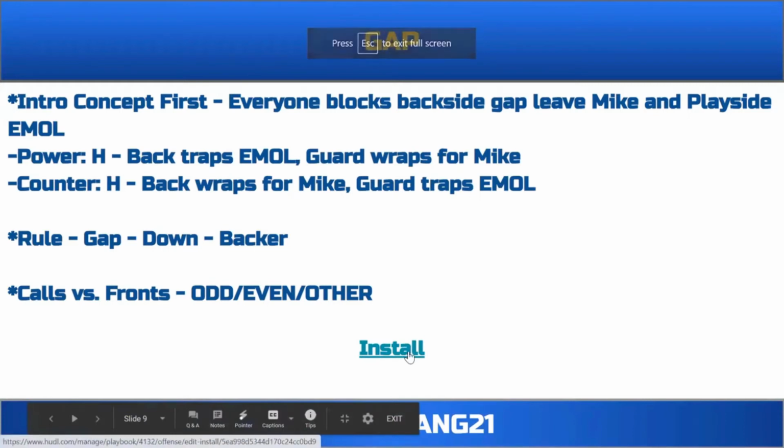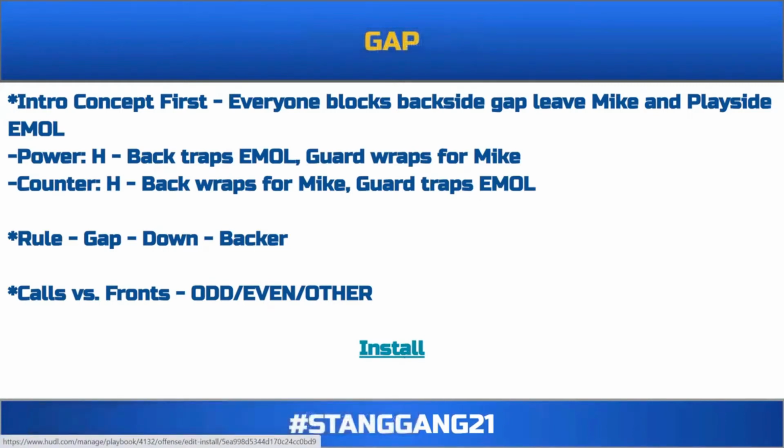So gap is the inverse, and this is what we tell our kids. Zone, everyone blocks toward their play side gap. Gap, everyone blocks toward their backside gap. So if all else fails, if you have to throw someone in the game that's never played tackle before, or a guard that's playing center, or vice versa, they understand the concept of what's trying to get done.